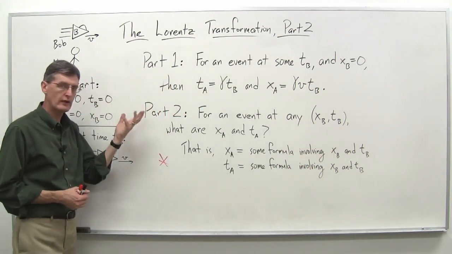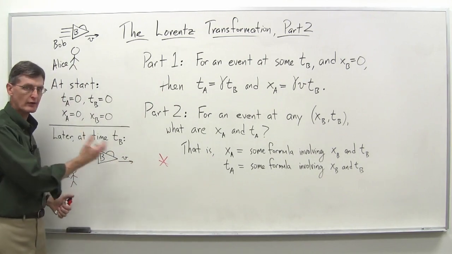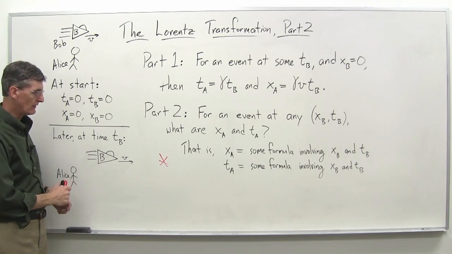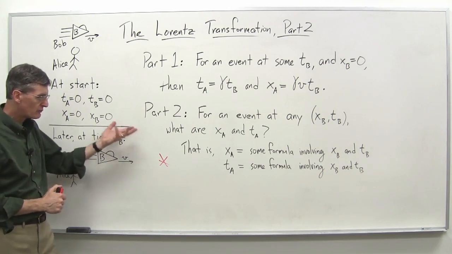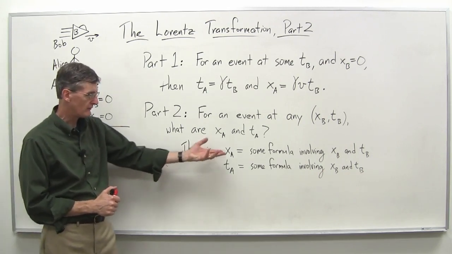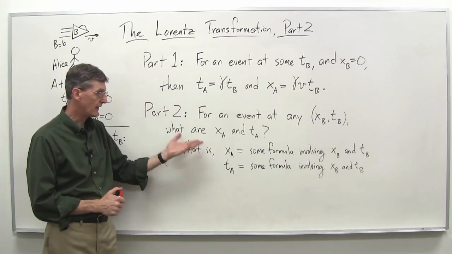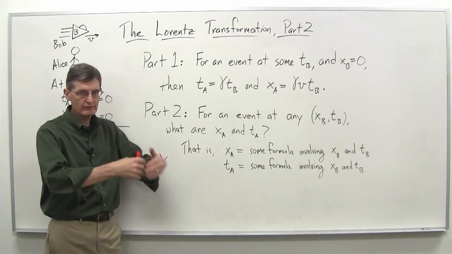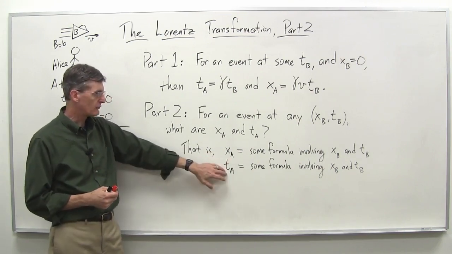And we'd like to find out, okay, for Alice, what would be the x location of that, and what would be the time showing on her lattice of clocks. So in other words, we need some formula. Given xb and tb, we want to say, okay, xa equals something or other involving xb and tb, and ta equals something or other involving xb and tb.